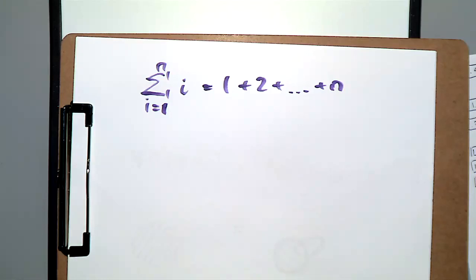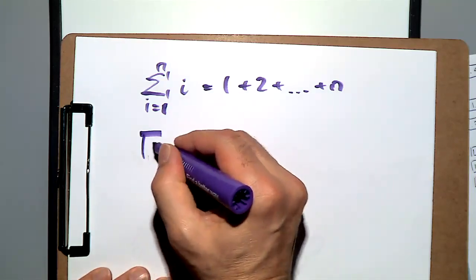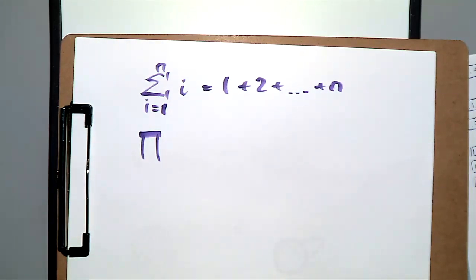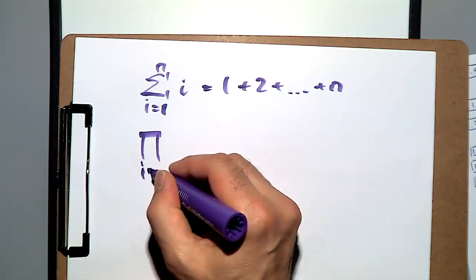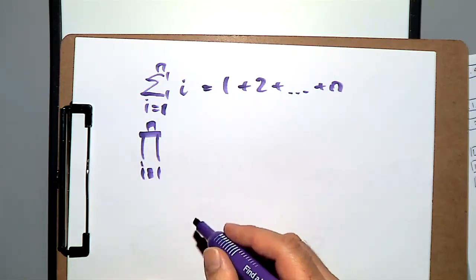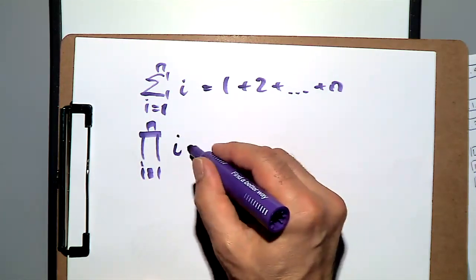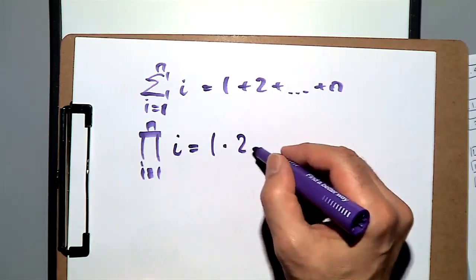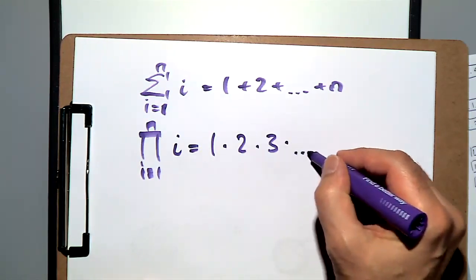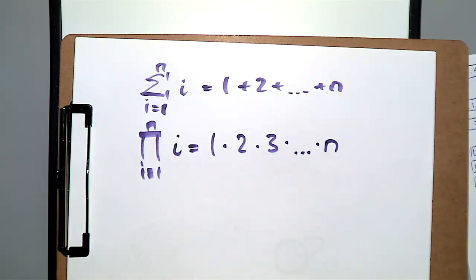This is the sum, and this big pi does the same thing but with multiplication. So if we multiply all the numbers i from 1 to n, then this would be 1 times 2 times 3 times up to n.